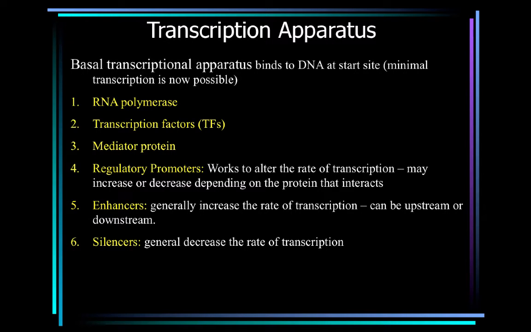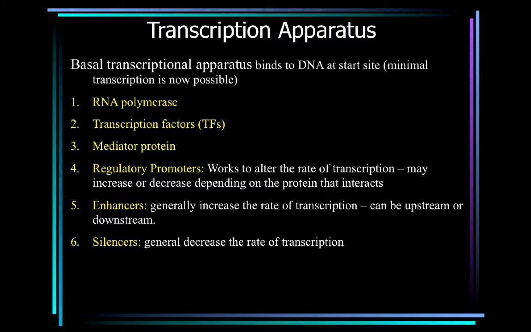So, if we look more in depth at the transcription apparatus that is really going to come together and assemble in the initiation process, that's made up of 5 major things: RNA polymerase, transcription factors, some mediator proteins, regulatory promoters, enhancers, and silencers. And so, regulatory promoters are going to either have the ability to speed up or slow down transcription. So they really are going to regulate how fast transcription takes place.